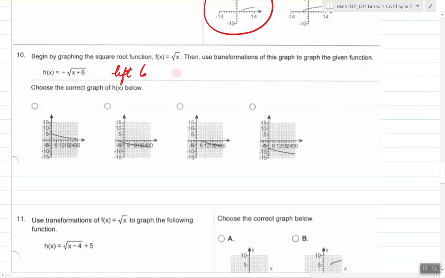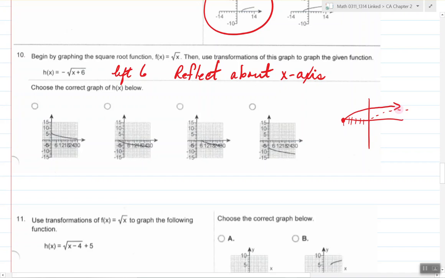After I go left 6, then I'm going to reflect about the x-axis, which is an up-down shift. All right, so I'm thinking about it. I think I'm going to draw a little sketch over here. It's going to go left 6. So instead of starting looking like this, it's going to go 1, 2, 3, 4, 5, 6. So it's going to look like this.